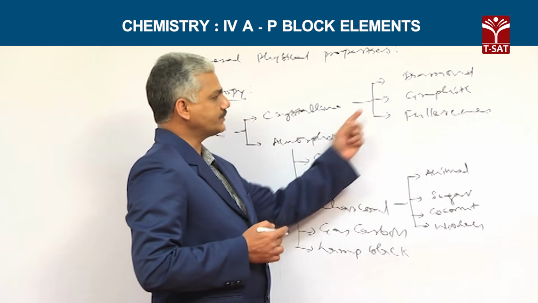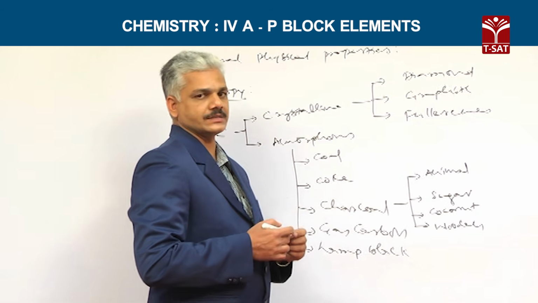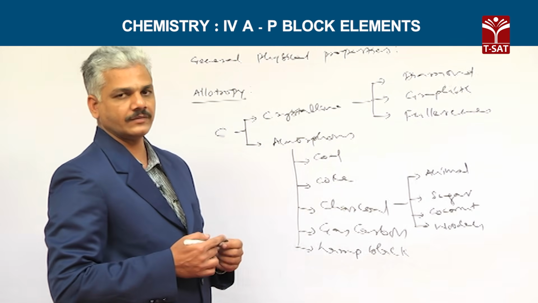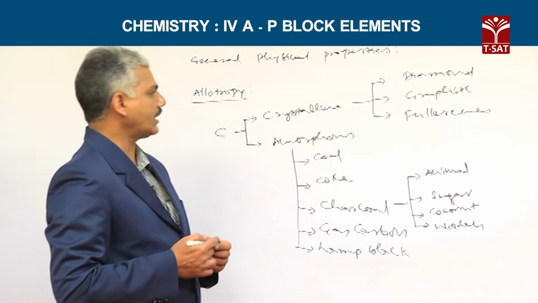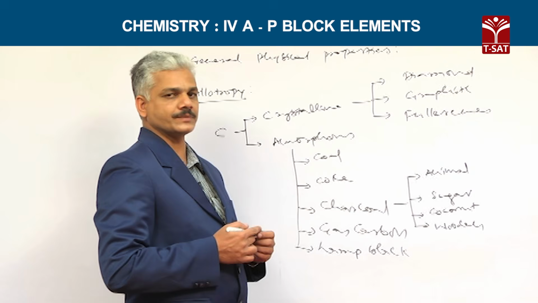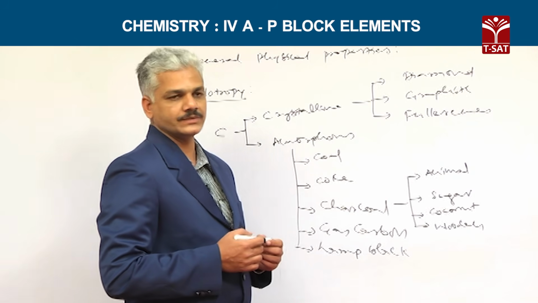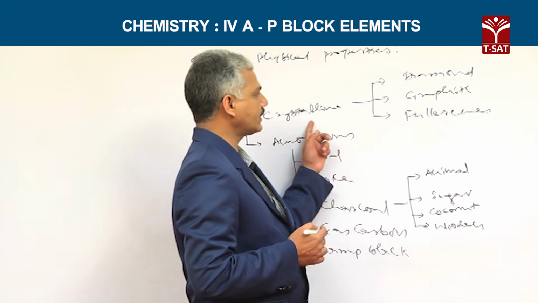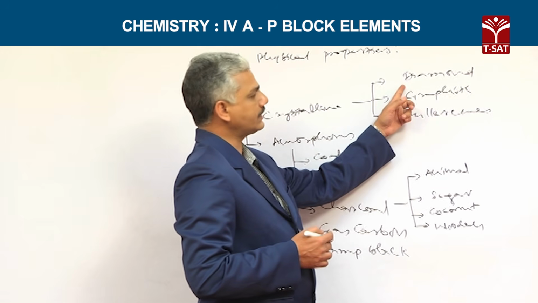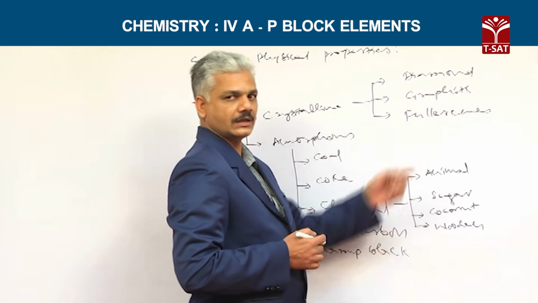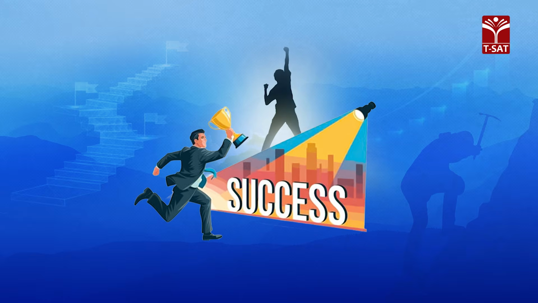For crystalline forms, three forms are considered. Diamond and graphite are natural forms, while fullerenes are man-made crystalline allotropic forms of carbon. We have to see the detailed structures of crystalline allotropic forms, that is, the structure of diamond, graphite and fullerenes.